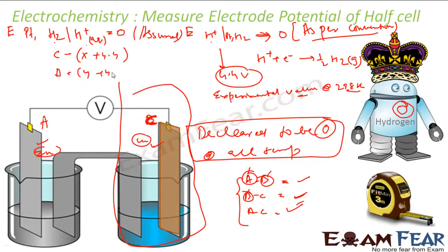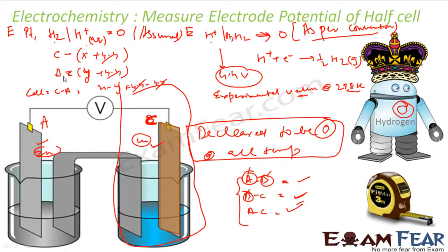Anode also, let's suppose y plus 4.4 was the actual value, right? But we are assuming it is x and y because we have assumed this to be 0. But when you find the E of cell, you say cathode minus anode, you say x minus y, and this gets cancelled. 4 plus 4.4 minus 4.4. So that's why it doesn't make much difference, because at the end of the day in electrochemistry we are interested in the EMF of the whole cell.